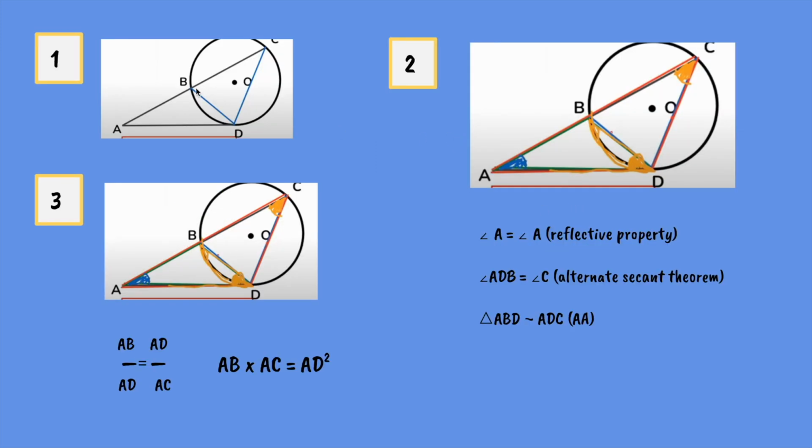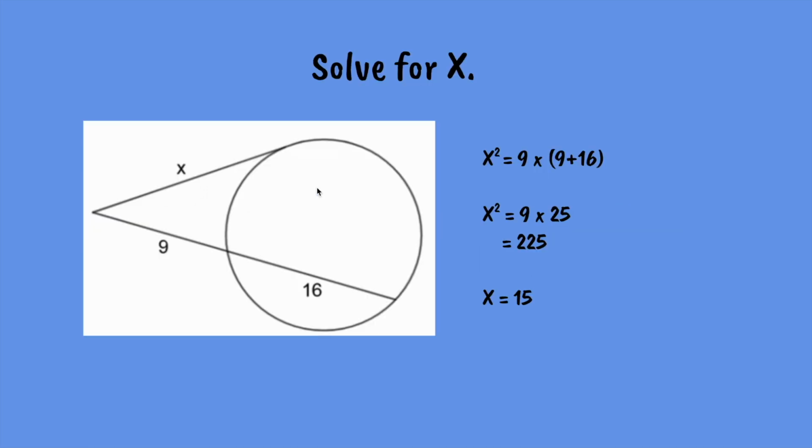And this is the proof. When we draw the same blue line here, we can find these two triangles, ADC and CBD. By the reflexive property, these two triangles have the same angle A, and by the alternate segment theorem, angle C is equal to angle ADB. So these two triangles are similar by AA similarity. Based on the corresponding parts of the similar triangles, we can figure out that AD squared will be equal to AB multiply AC.